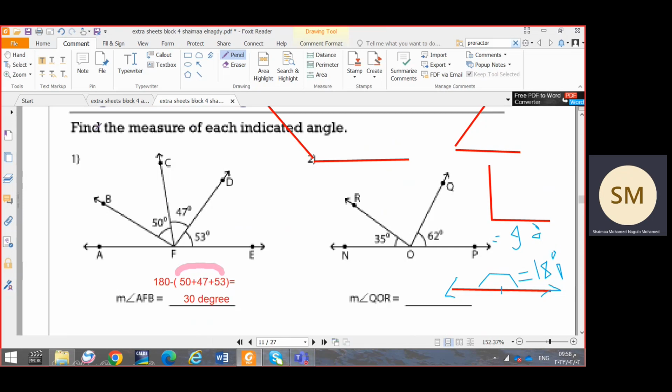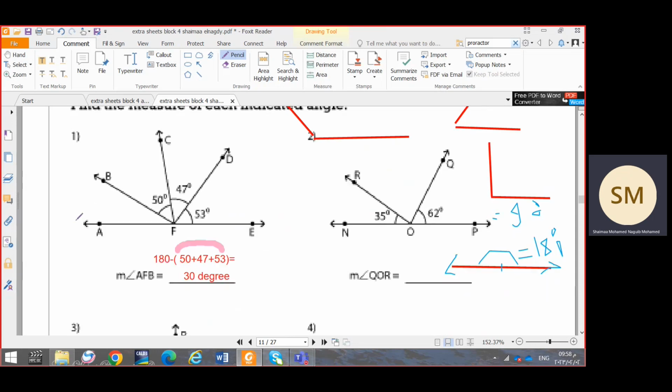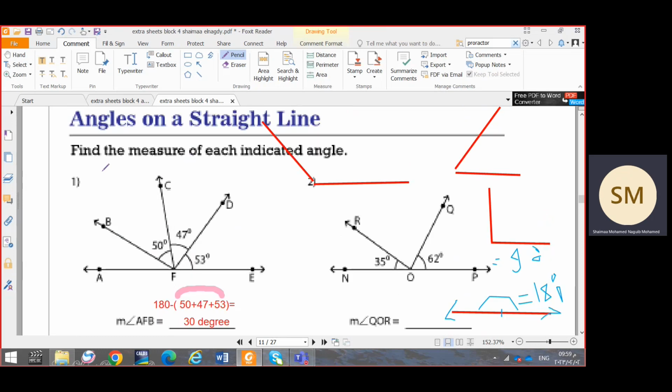طيب بص معايا كده. اللي هو find the measure of each indicated angle. ركزي معايا يا ريمان عشان انت كنت غايبة في الجزء ده. انا لما بقول هنا find the measure of each indicated angle، انا عندي هنا straight line angle. طيب ال straight line angle دي الميجرمنت بتاعتها 180، يعني كل الجزء ده equal 180.